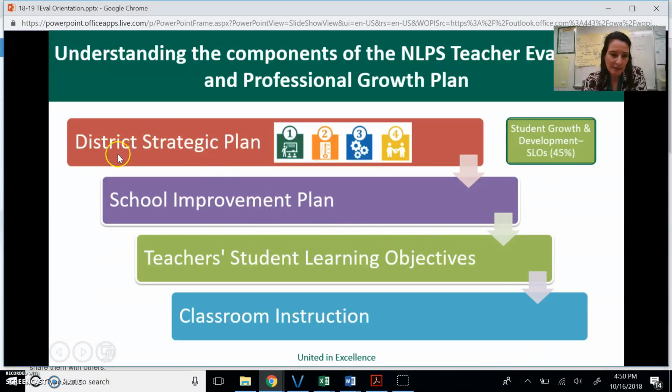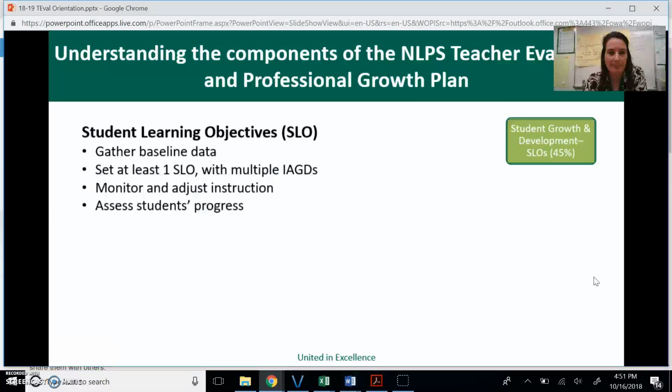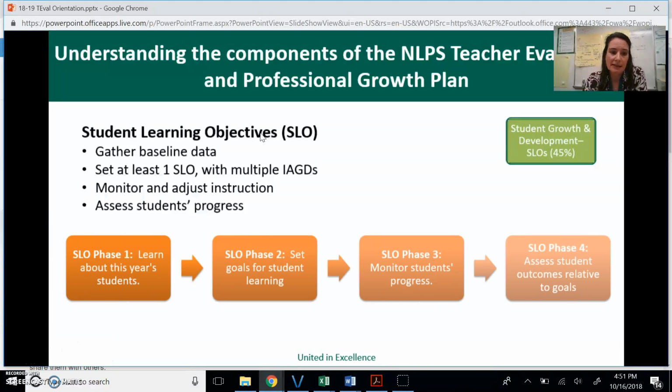As you see, these all work together. The district strategic plan informed our school improvement plan, which then informed the SLOs, or student learning objectives, and this will all impact the classroom instruction that happens here at Winthrop. The student learning objective steps include gathering baseline data, setting your SLO, which we did, creating IAGDs around the SLO to measure your progress.